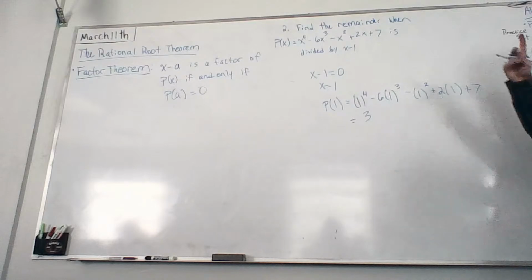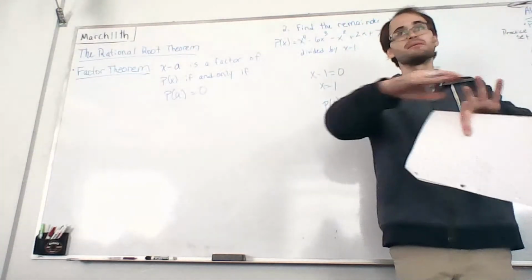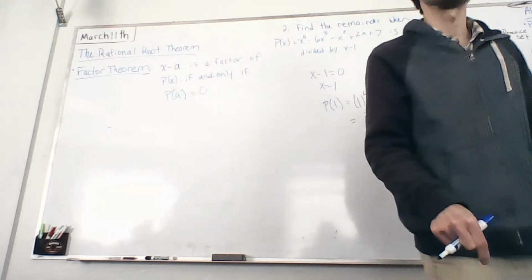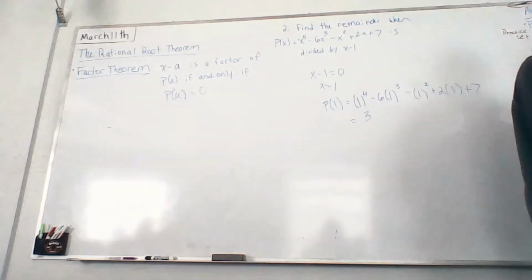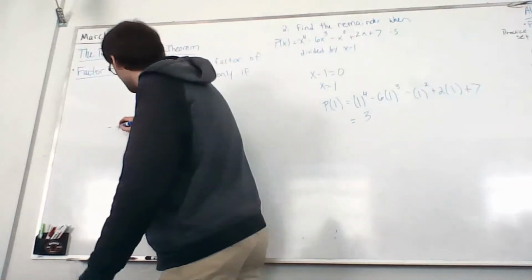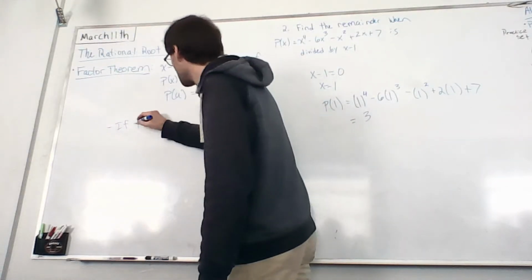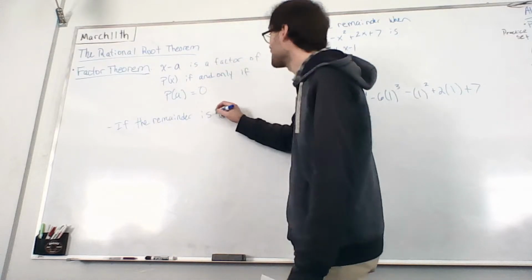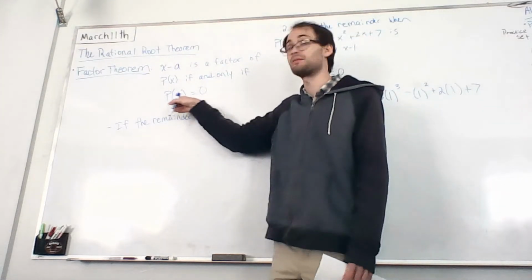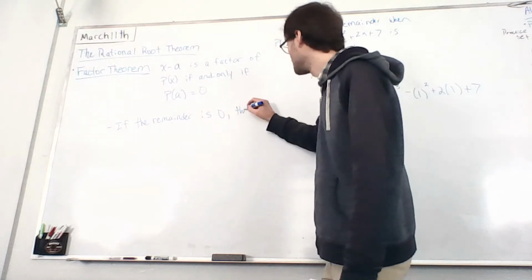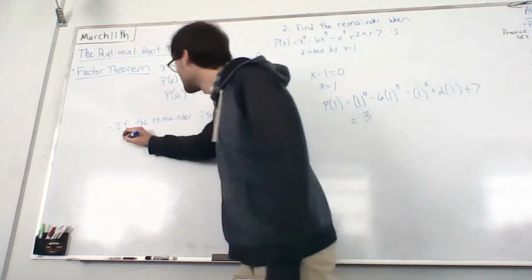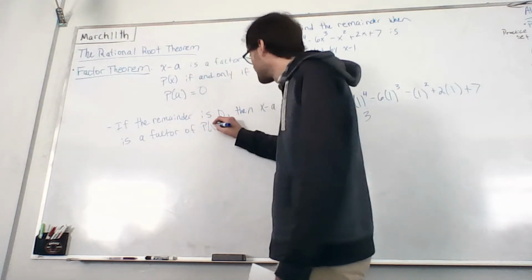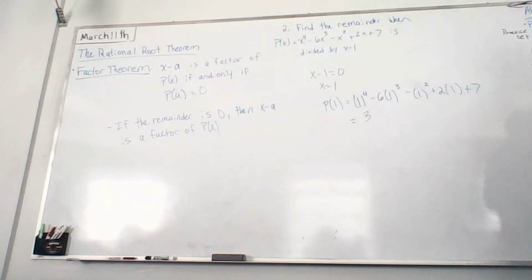Basically, a translation of this into basic English is: if the remainder is 0, then you have a factor. That's all it's saying. If the remainder is 0, that's what this part is saying. This is saying if the remainder is 0, then x minus a is a factor of p of x. That is what that theorem is telling us.